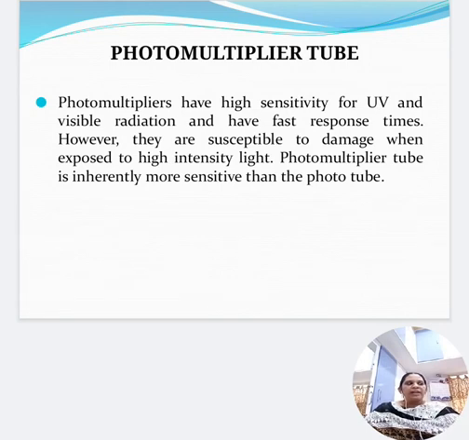So the total gain of the tube, if it has n stages and the secondary electron emission factor is F per stage, is given by G = F^n, where n is the number of stages and F is the emission factor. So this is about your photomultiplier tube.